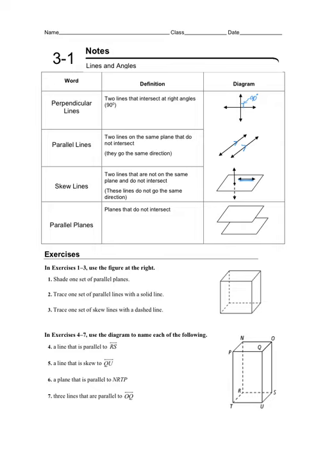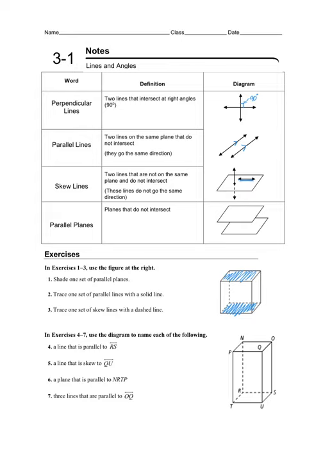The last word here is parallel planes, and these are just two planes that do not intersect, kind of like the floor and the ceiling. So on our exercises, the first exercise says shade one set of parallel planes. So like I could choose the top and the bottom, kind of like the floor and the ceiling. Or I could do the left and right, or I could do the front and the back.